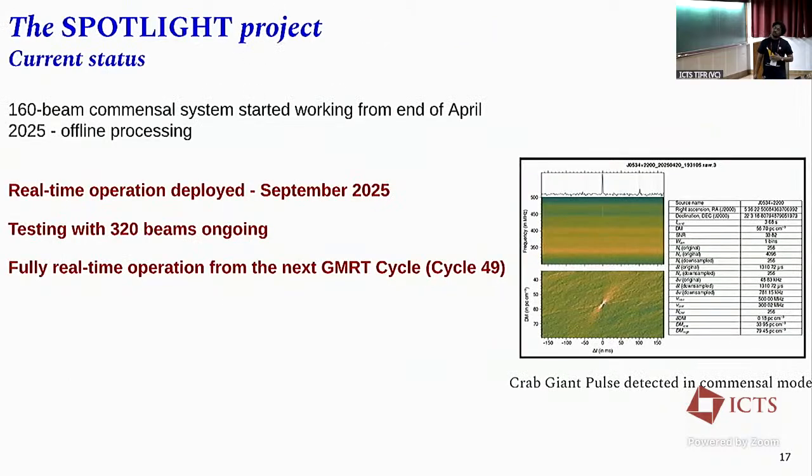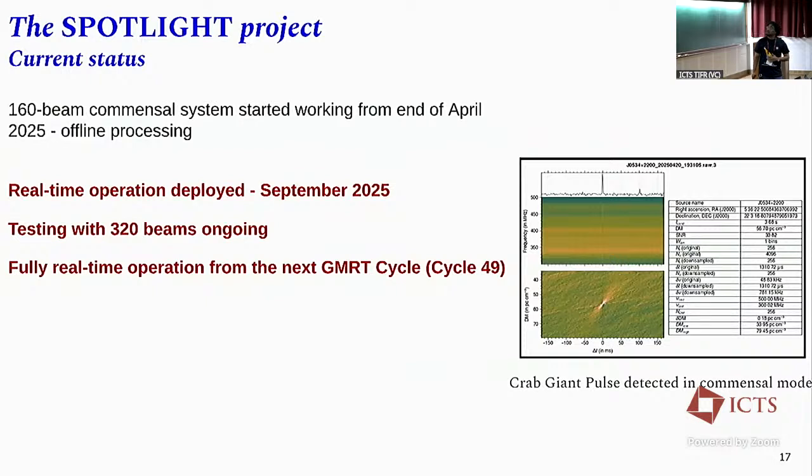So the status of the pipeline is the 160 beam commensal system started from April 2025, which is offline processing. The data was dumped and it was processed offline. Whereas from just September, just a few weeks back, we started the real-time operation. It's under testing now. As I mentioned, the results we are getting are quite optimistic, but still a lot of improvements are required. We are testing the pipeline with 320 beams. And from the next GMRT cycle, which will be starting in a couple of weeks now, the fully real-time operation in cycle 49 is expected.